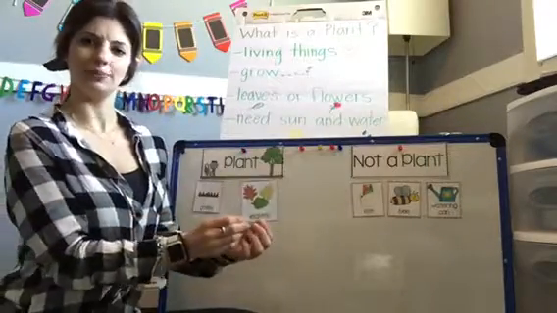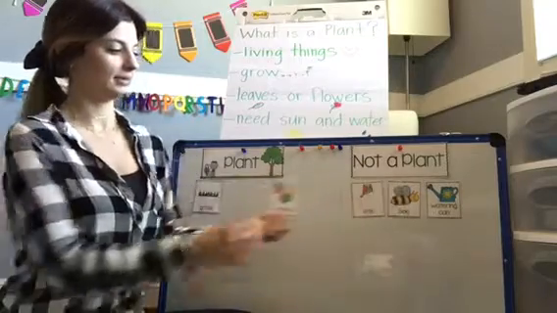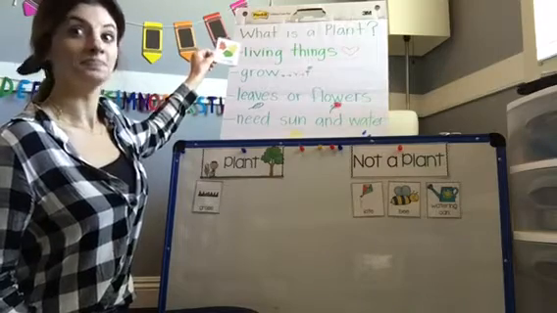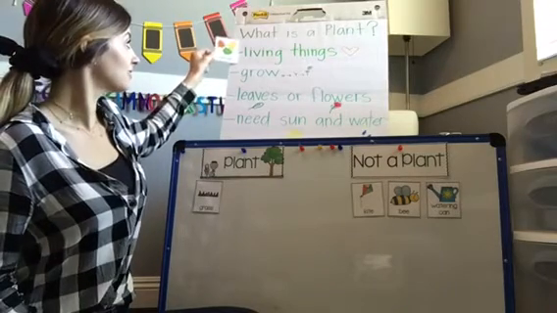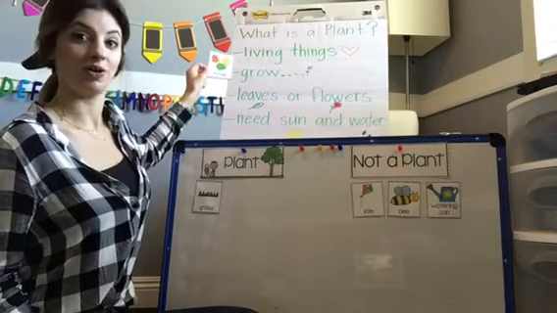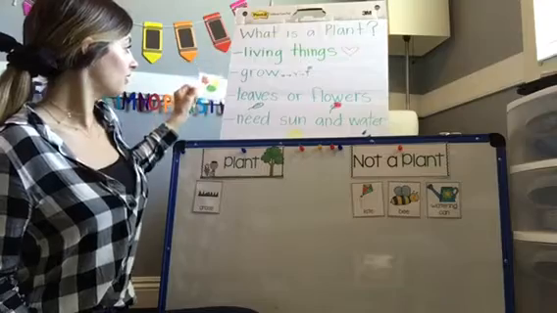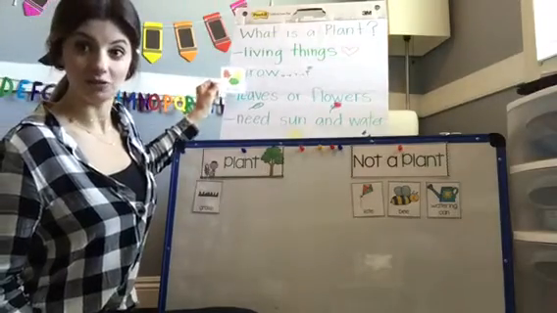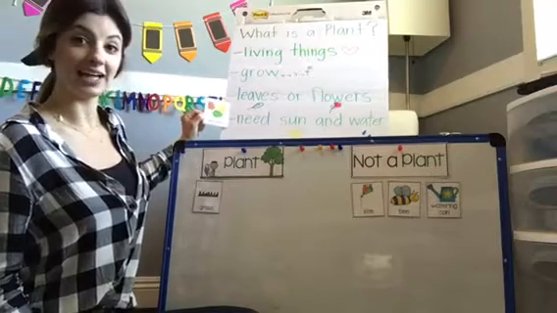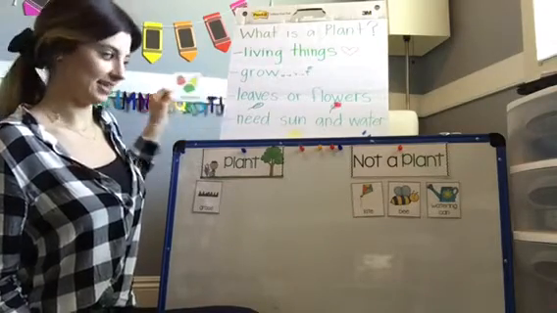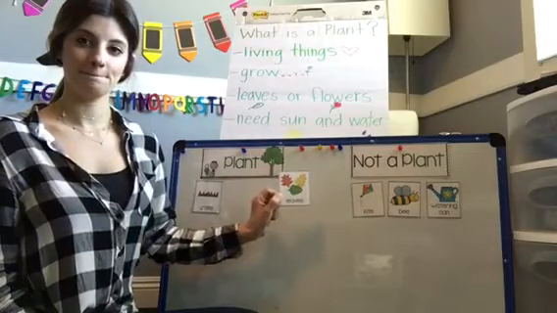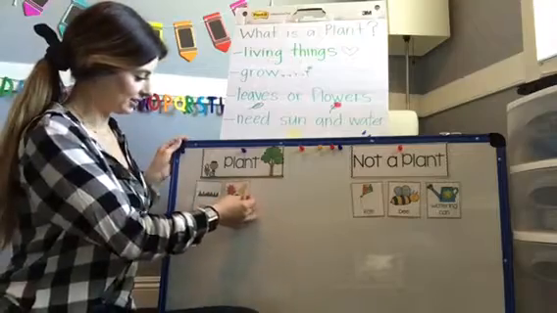Leaves. Are leaves a plant or not a plant? Let's look. Are leaves living things? Yes. Do leaves grow? Yes, we're watching them grow outside in the spring. Are leaves leaves or flowers? Yeah. And do leaves need sun and water? Yes. So are leaves a plant or not a plant? That's right, a plant.